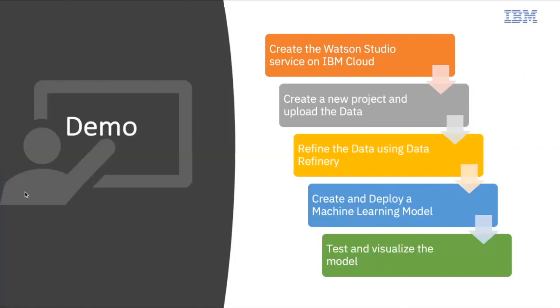Now we'll be showing you the demo. Here are the steps that we will follow. We will create the Watson Studio service on IBM Cloud. We will then create a new Watson Studio project and upload the data that I showed you earlier. We will refine and clean this data a little bit. Then we will create and deploy a machine learning model. Finally, we will visualize and test the model. Now I'll switch over to my browser where I have the IBM Cloud open.